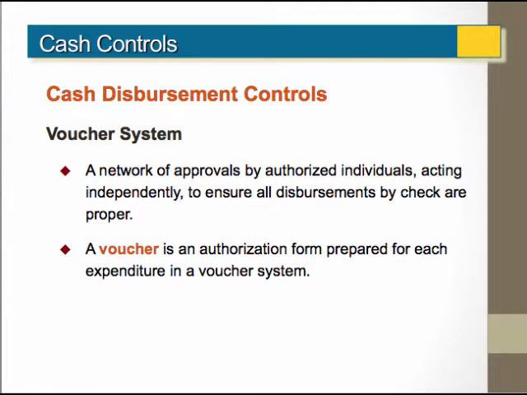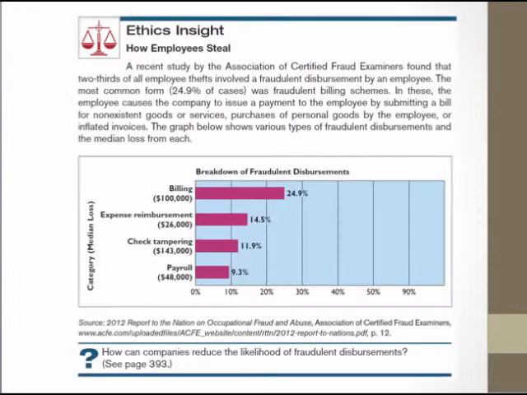Most companies use a voucher system as part of their cash disbursement system. A voucher is a series of approvals that are made prior to the creation of a check and the approval of that disbursement. A voucher is an authorization form that accompanies all the supporting documents for the preparation of a check and ultimately the signing and approval of the cash disbursement.